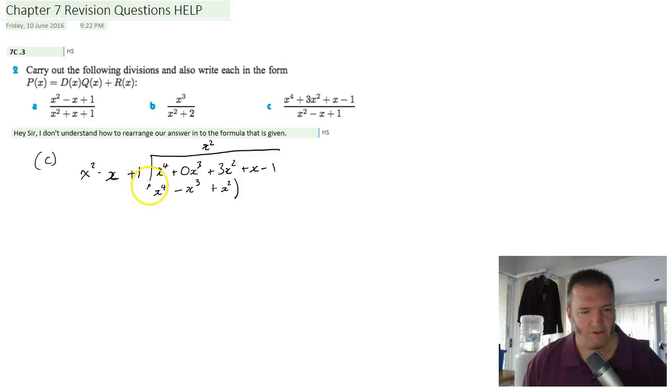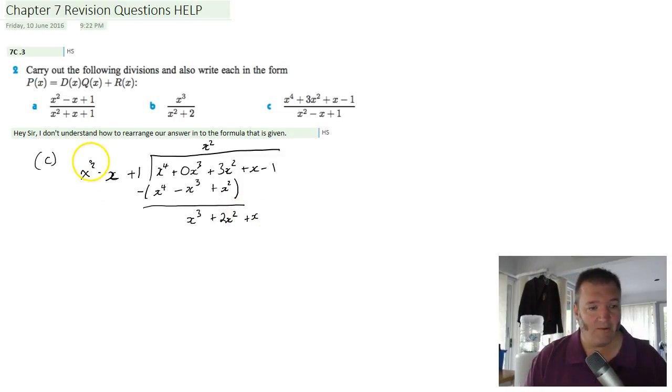Just like regular long division, we now subtract each of those terms. The x to the 4's cancel, of course. 0 minus negative 1 becomes positive 1, so that's positive x cubed. 3x squared, take away x squared, is 2x squared. And because this is a 3-term divisor, we need to bring down this other value here of x.